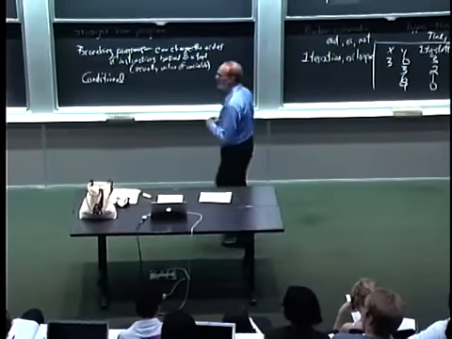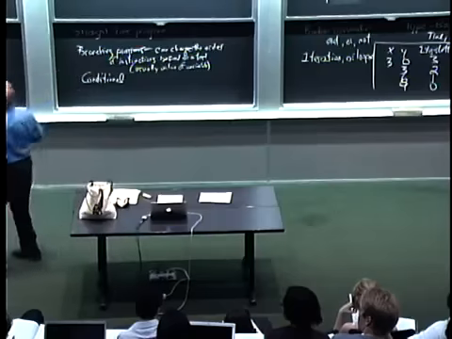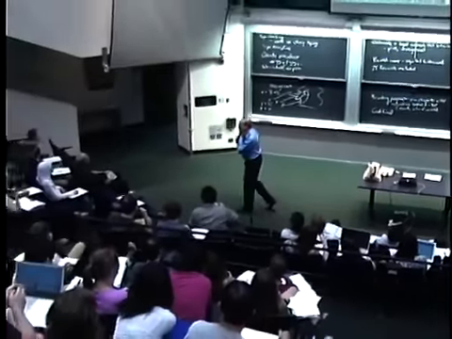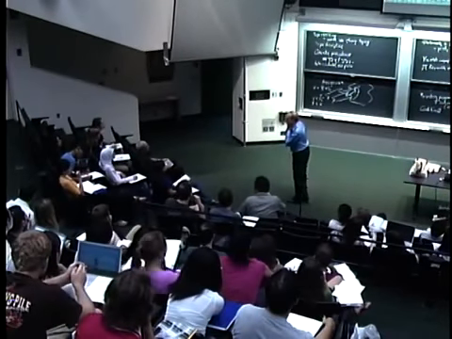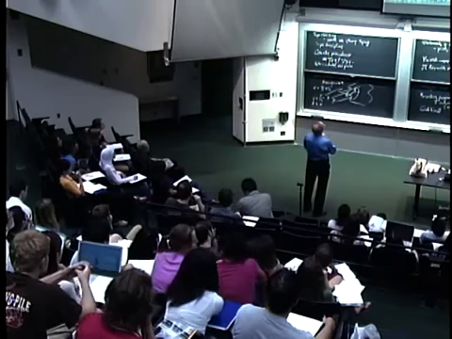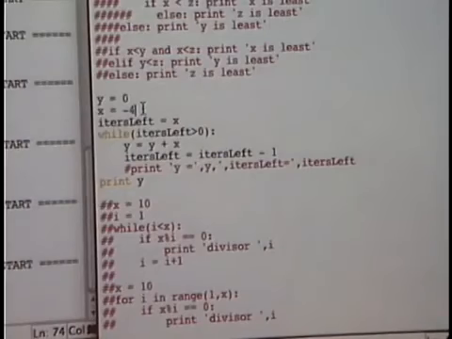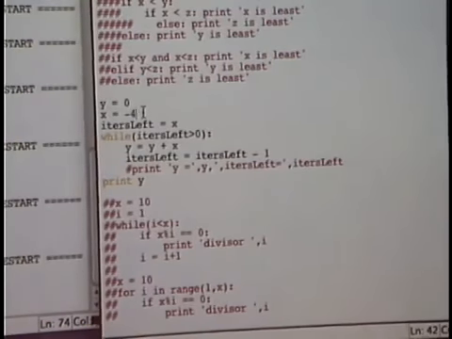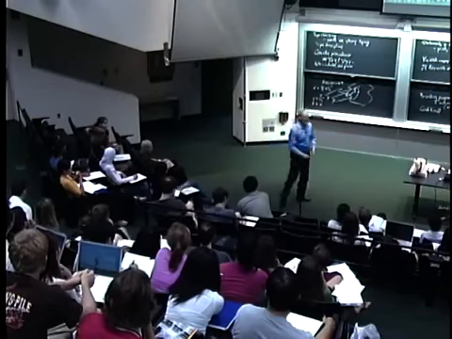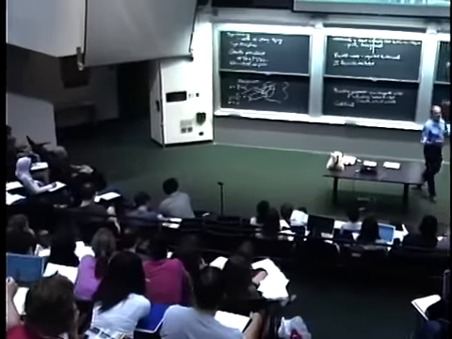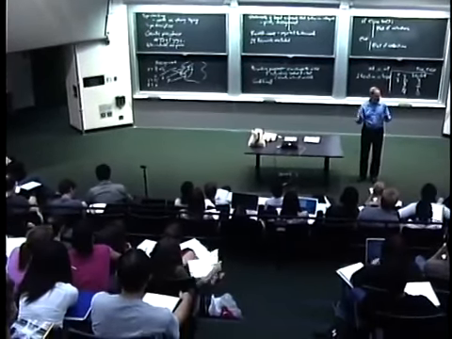Yes, ma'am? Sorry, say it again? Oh, you're absolutely right. Because I bind iter's left to, yes, thank you. You caught me making an error. Yes, the point is, it's not going to work. She caught both of them, impressive. It's not going to work because iter's left is already negative. It's just going to skip the whole loop, and I'm in trouble. So thank you for catching that.